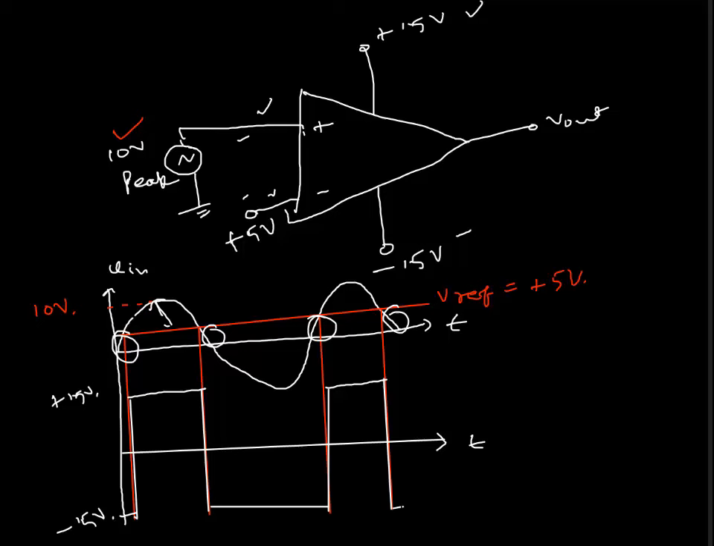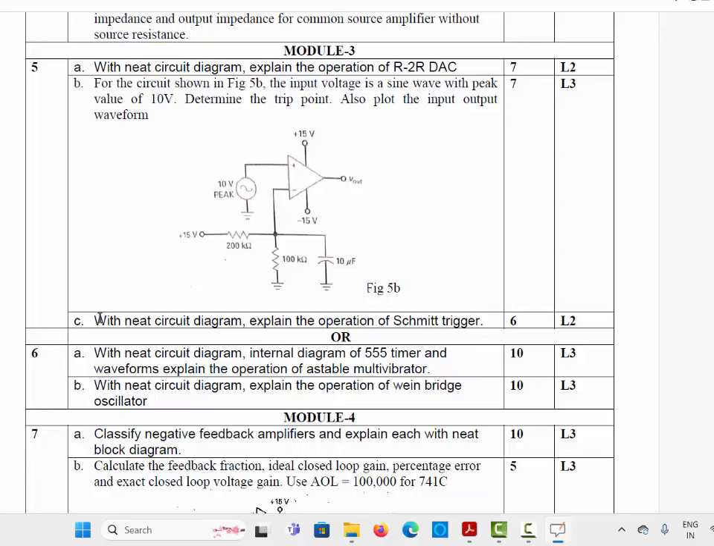Now let's see the other questions. 5C, with Schmitt diagrams, explain the operation of Schmitt trigger. Again, this is a direct question. Please refer to the textbook. Next, 6A and 6B are also direct questions from the textbook. This is for the 555 timer diagram, and this is for the Wien bridge oscillator.